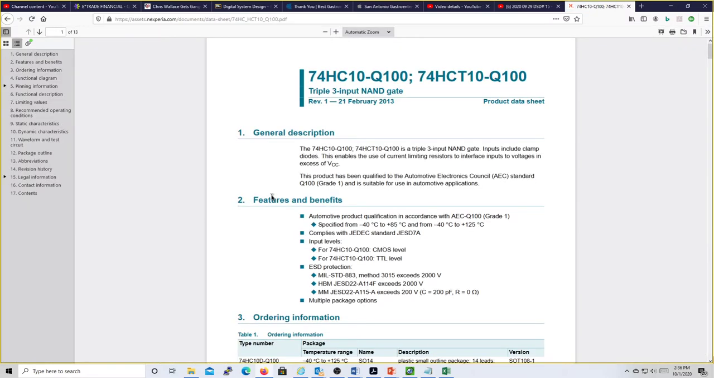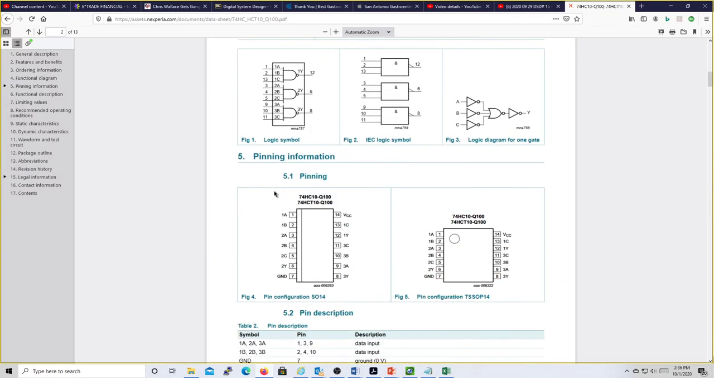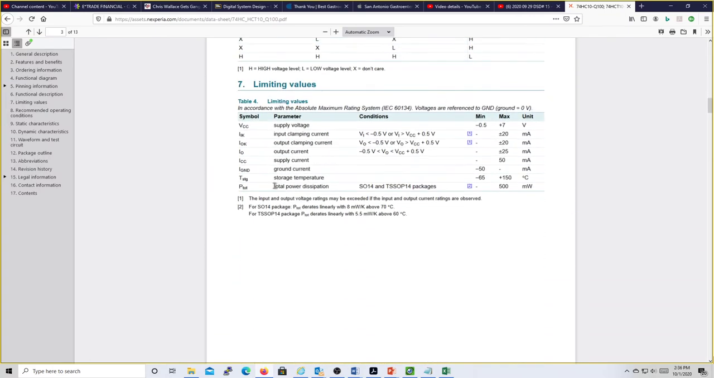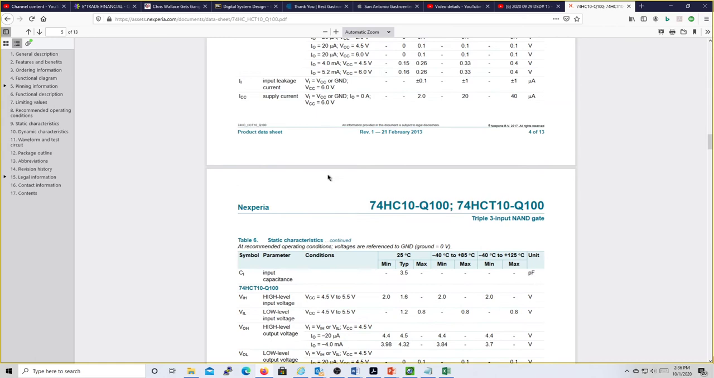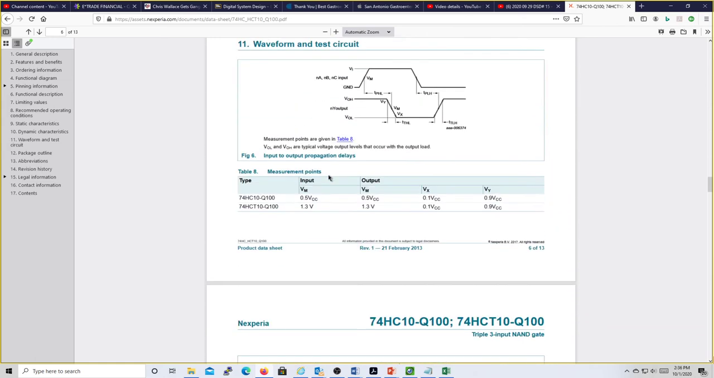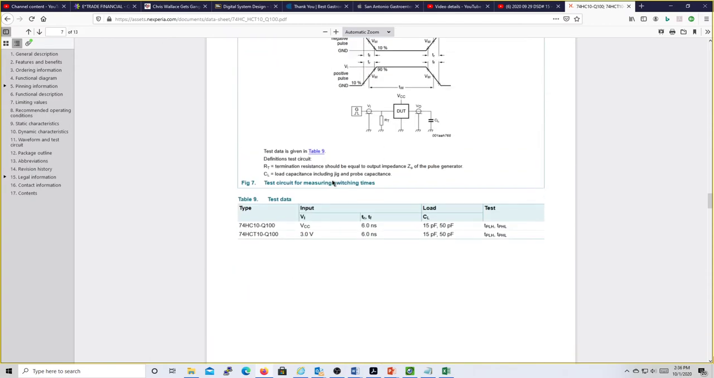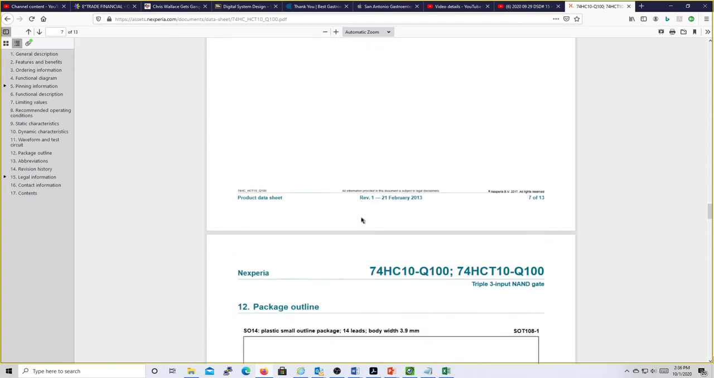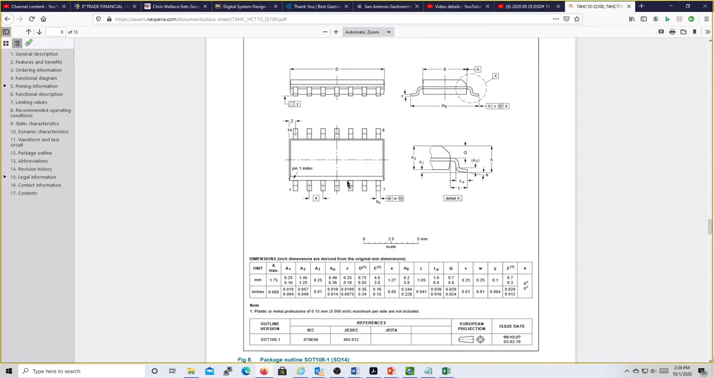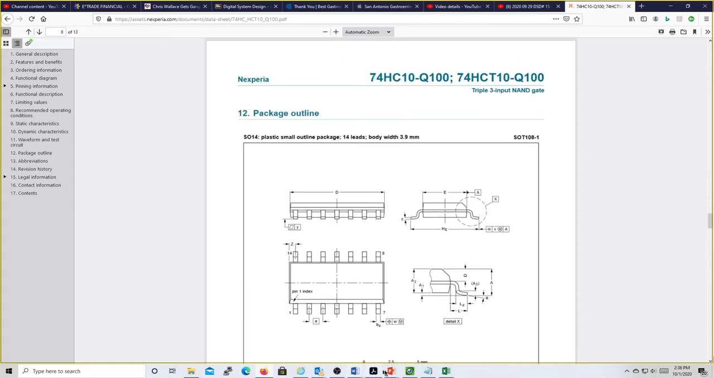Okay, so here's the data sheet. If you just scroll down, I'm not going to spend a lot of time on this. What I want you to see is we'll eventually get down here. Ah, look at that. Here's our waveform and test circuit. You will find these in almost every single data sheet, and sometimes lots and lots of them. So anyway, that's what I wanted to show you.